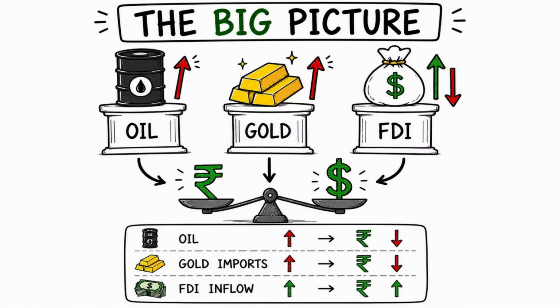A falling rupee isn't always a sign of economic weakness. Sometimes it's simply the result of global oil prices, investor sentiment, or trade dynamics. The rupee's value is really a reflection of how dollars move in and out of India. And now, the next time you see a headline saying "rupee falls against dollar," you'll know exactly what's happening behind the scenes.